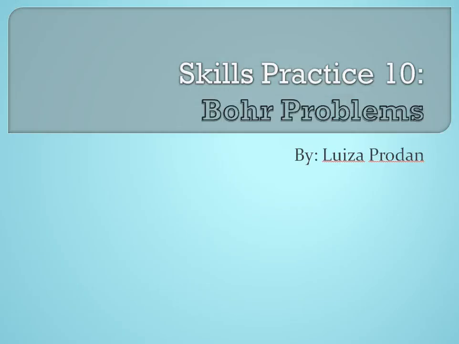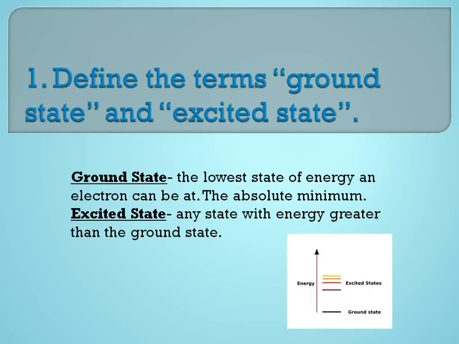Now we're going to start on the skills practice for this section. So we're going to go ahead and start with number 1. It asks, define the terms ground state and excited state. So looking at the picture, you can see that the ground state is the lowest point of energy we have, or the absolute minimum. And then anything above the ground state is the excited state. So it could be like a little bit more energy or a greater amount of energy. Either way, it's still the excited state.